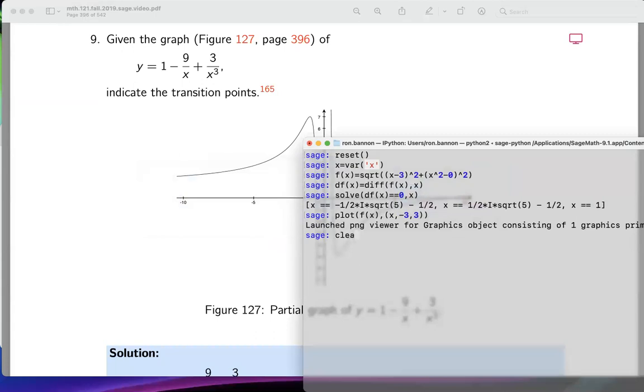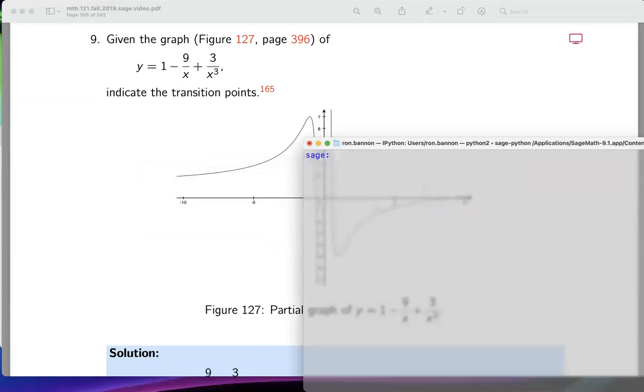Let me clear the screen, and let me see if I've learned anything. What I'm going to do is reset. I'm going to let x be a variable, and that variable would be x, right? And then I'm going to say f of x is equal to 1 minus 9 divided by x plus 3 divided by x squared. Okay, that's done.